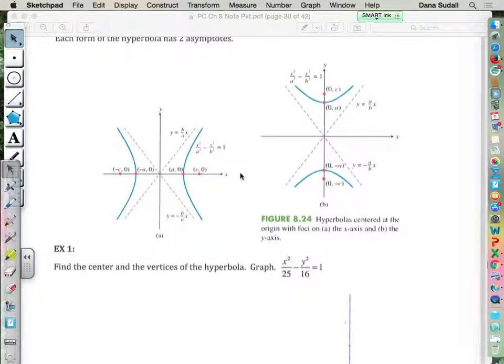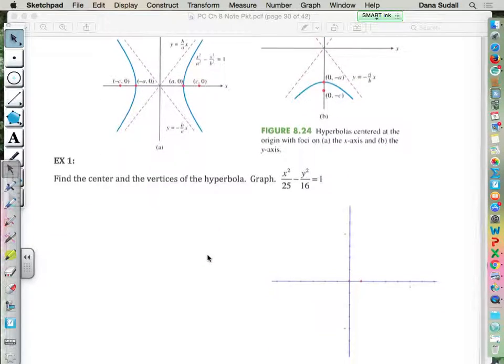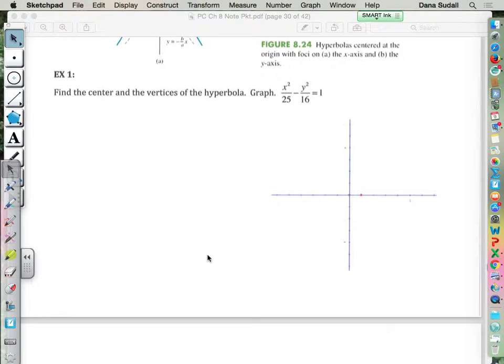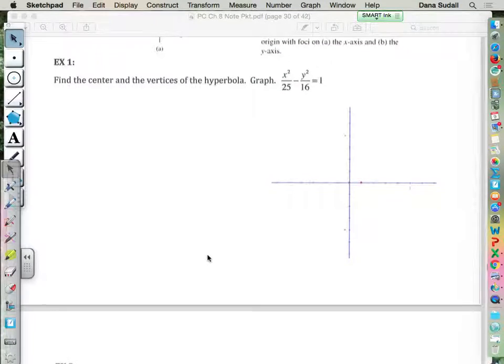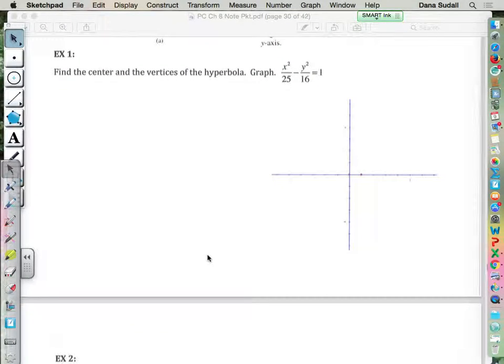And it's easy to see which way they're going to open. If the x squared is positive, so that first term is positive, usually it's written in that form with x first and y second, then it's going to open left and right. If the y squared over 16 was first and then it was minus x squared over 25, then it opens up and down. So it's not too difficult to figure out which way they're going to go. We'll find all the pieces for this, and I'll show you how to do this little graphing box thing. They're not too awful to graph.